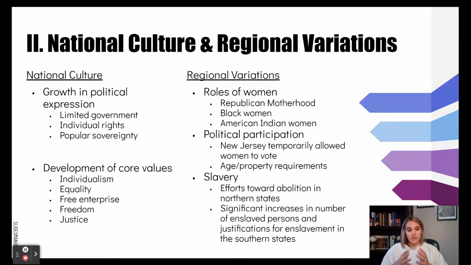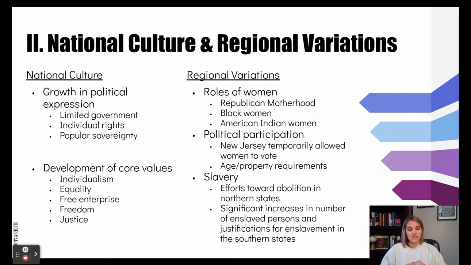And then one of the other largest areas where we see regional variations developing is around the topic of slavery. And so we see many northern states beginning to abolish slavery, whether that was through their state constitution, just completely abolishing it, or creating some sort of gradual abolition over time. We also remember the Northwest Territory. As that area began to be settled, slavery was not permissible in that territory.